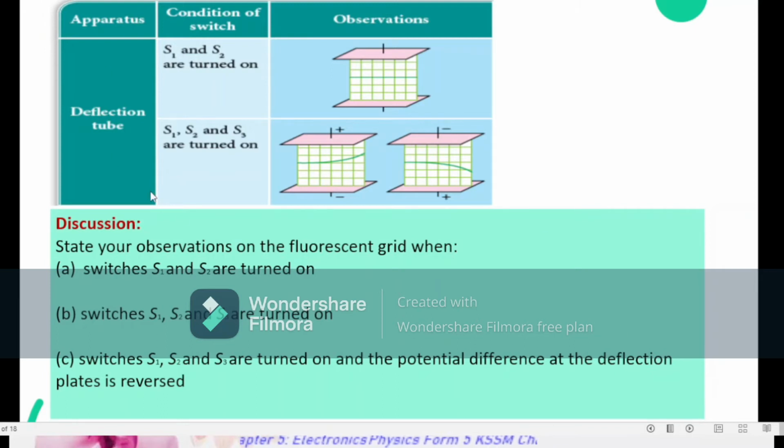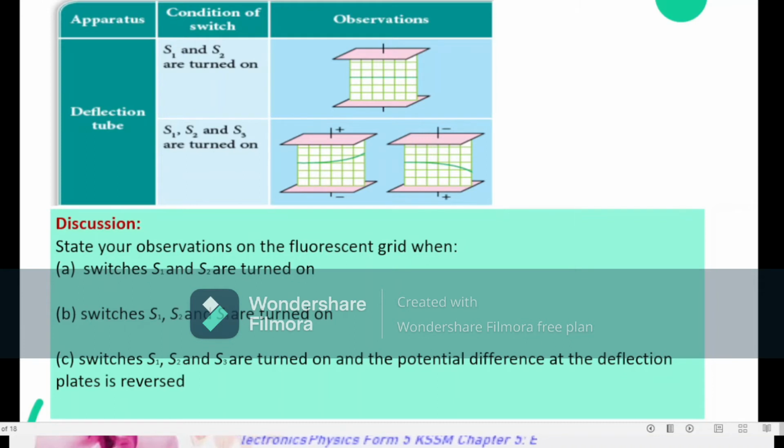Okay, let's look at what happens before. If S1 and S2 are turned on and S3 is open, the cathode rays will travel in a straight line. No deflection. When S1, S2 and S3 are turned on, you can see if the above plate is positive and the bottom one is negative, the cathode rays deflect upwards. If we reverse the terminals of the EHT, the bottom part positive and the upper part negative, the cathode rays deflect downward.